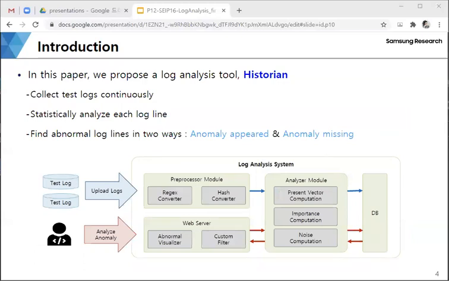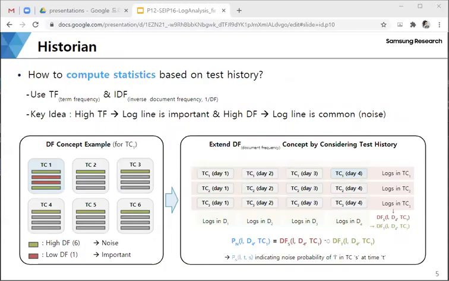In our paper, we would like to introduce a new log analysis approach combining the advantages of the two approaches described above. We are calling our tool Historian in the sense that we use test log history to analyze it. The figure shows the workflow of Historian, but I skip explaining the details. From now on, I will briefly explain how Historian computes statistics.